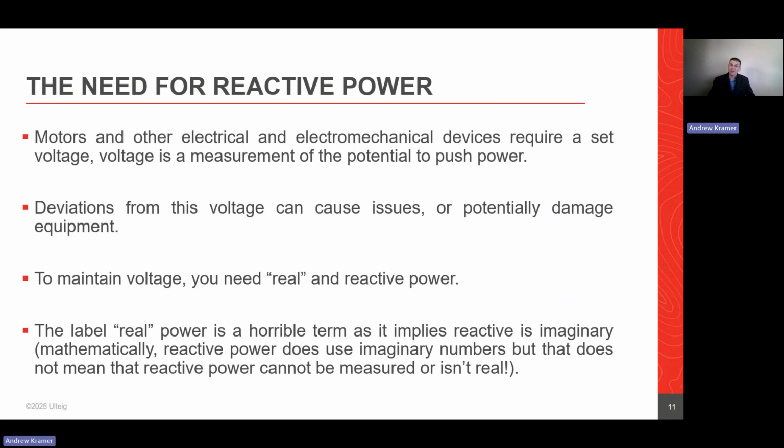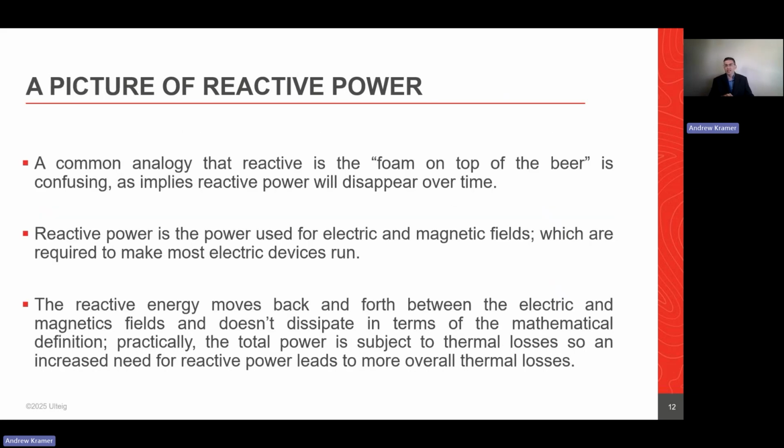That does not mean that we cannot measure it or it is not, quote unquote, real. So I don't want you to think that real power is any more real than reactive. That term "real," again, just relates to the fact that's how we track it in terms of the mathematics when we actually deal with the theory behind this. Both of these are measurable things that we can account for on the electric grid. And I want to give you a little bit of a picture for what reactive power is here.